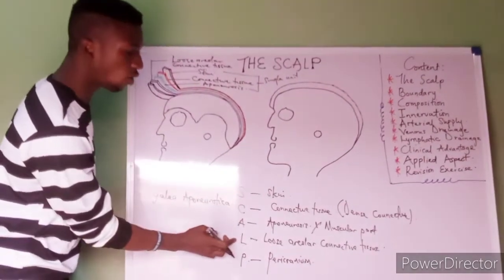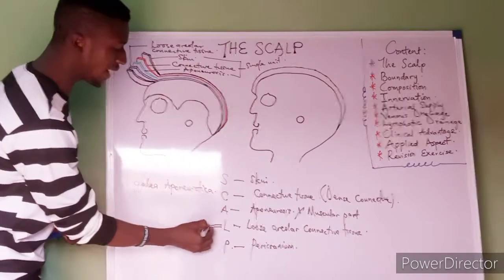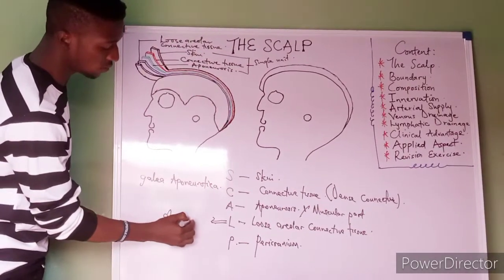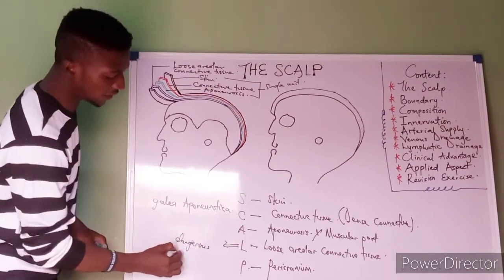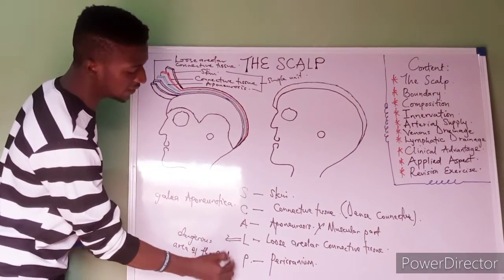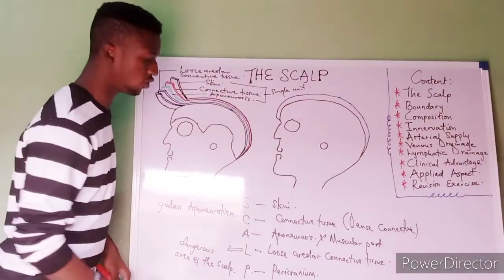This layer called loose areolar connective tissue is also known as the dangerous area. It is also known as the dangerous area of the scalp. The reason it is called this, we will get to understand better in the course of this video.